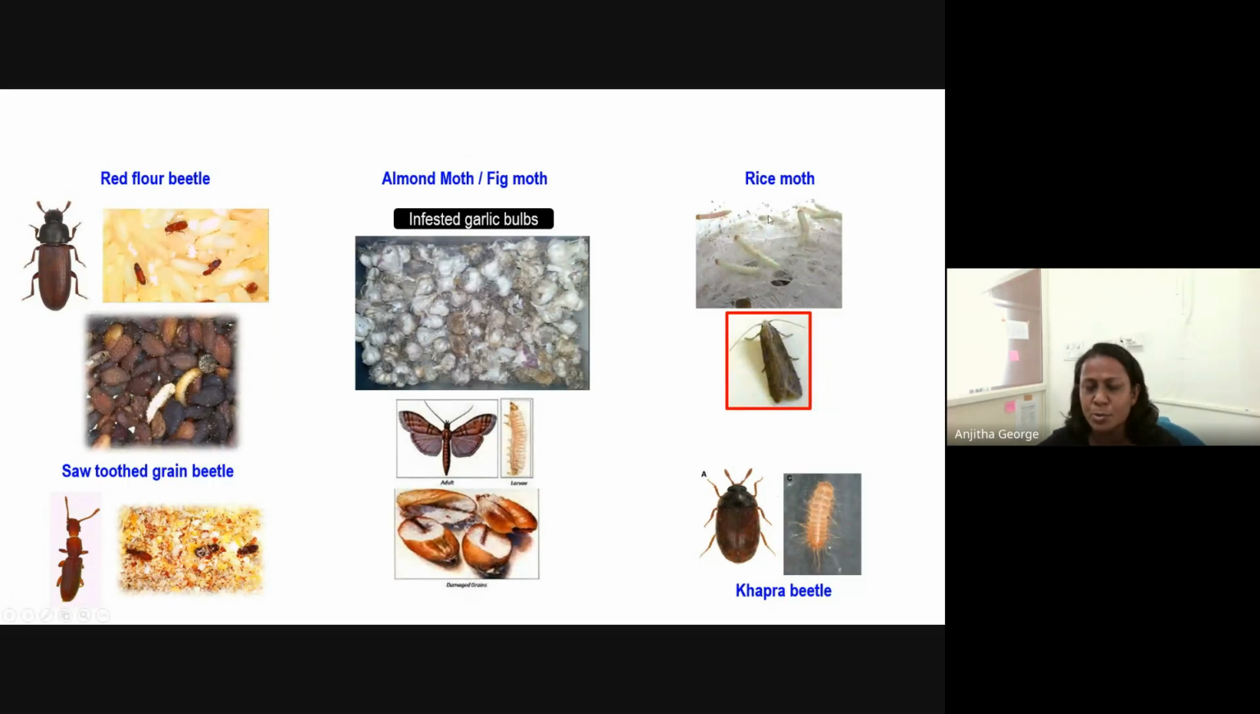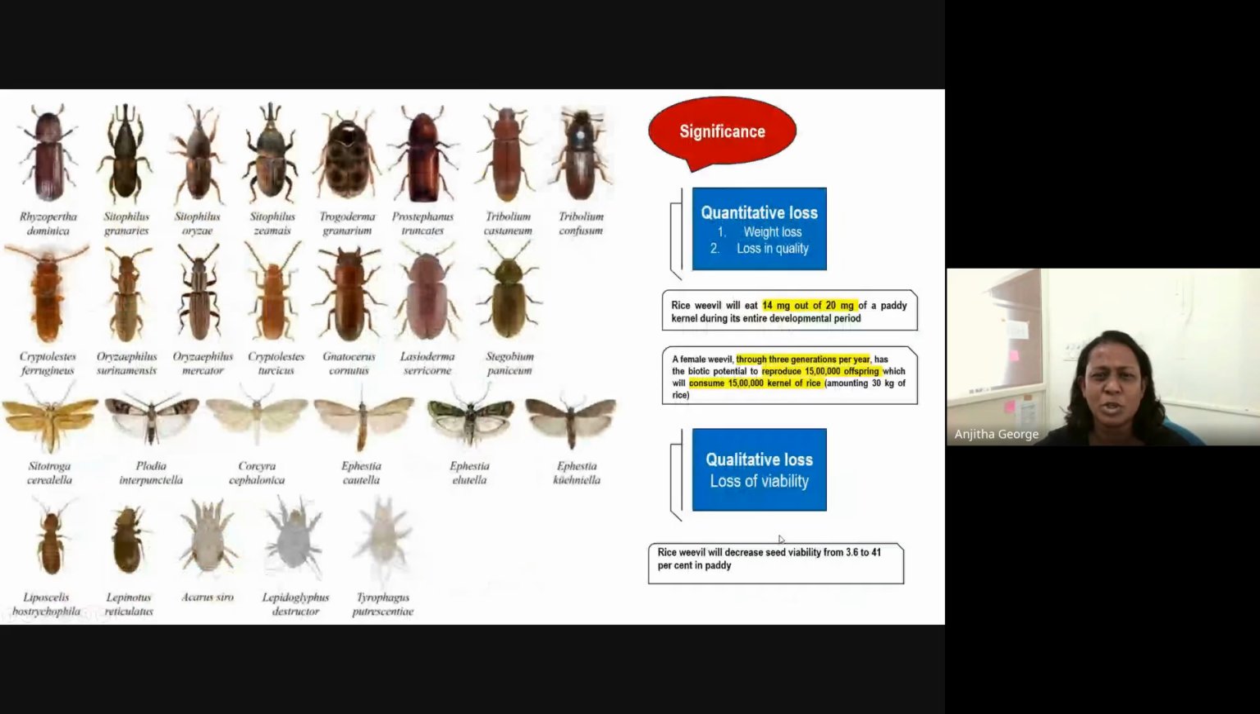And this is rice moth, which is very common. This is even in your grains at home, your household items also, you may see this. If webbing is observed, make sure that rice moth infestation is there. And this is the khapra beetle. So this is just some of the photos I've taken.